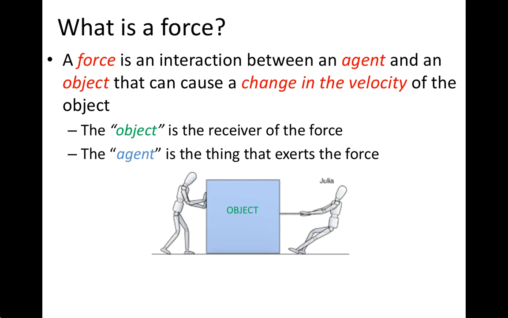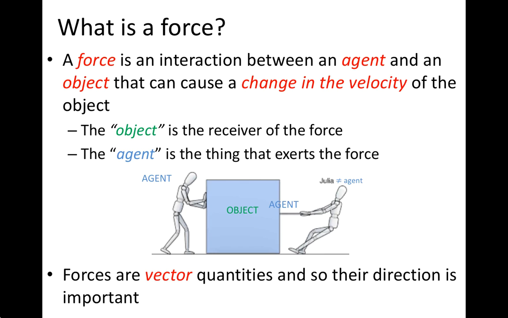The agent is the thing that exerts the force. So the person on the left is obviously an agent. That person is exerting a force on the object. You may think that Julia in the picture here is an agent, but she's not. She's actually exerting a force on the rope. It is the rope that is the agent. That's the thing that's exerting the force on the box.